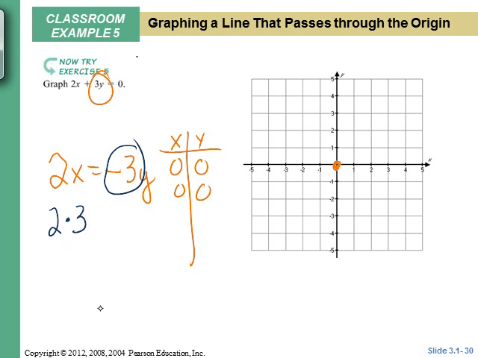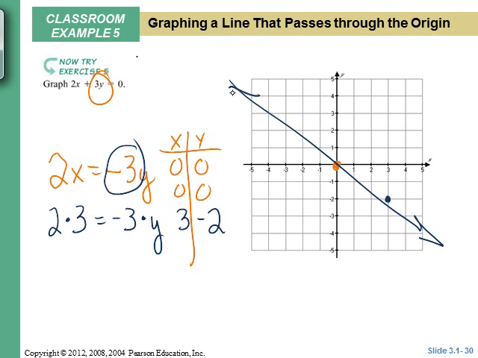2 times 3 equals negative 3 times what? So if x is 3, y will be negative 2. So from there, x is over 3 down 2. There are my 2 points, and now I can graph the line. So that's an easy way to graph lines that pass through the origin.